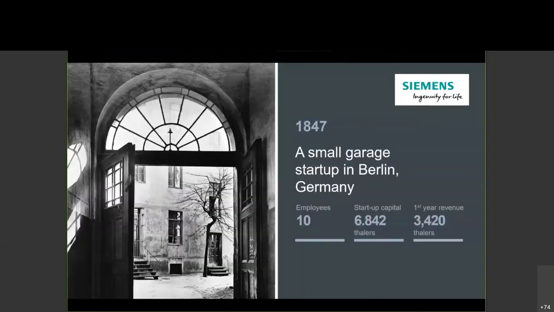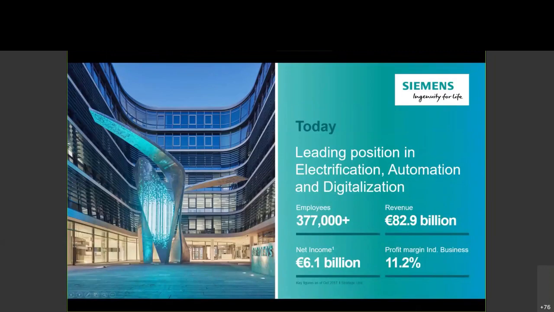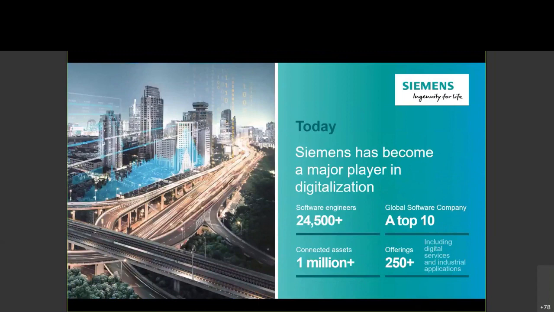All right, so I'm going to do a quick introduction of my company. Siemens started a while ago in a garage, like a few other companies in this world, with 10 people and about $2,000 revenue the first year. Well, we have evolved quite a lot since then. Today we are in a leading position in electrification, automation, and digitalization. We also became a major player in digitalization. Interestingly, we are a fairly big software company, with about 25,000 engineers, and we are part of the top 10 software companies in the world.